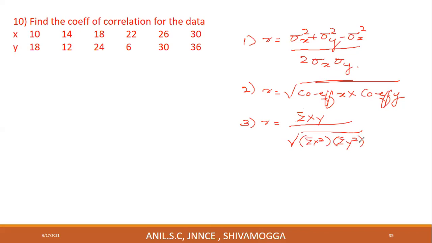You can choose any one of these three formulas to calculate R and to construct the relevant table. Clear? You can treat it as type 1, use this formula and construct the relevant table, and substitute here, or you can choose this formula, construct the relevant table. I prefer to choose this formula, third one, that is easy. R is equal to summation xy divided by square root of summation x square into summation y square. Let's do it.